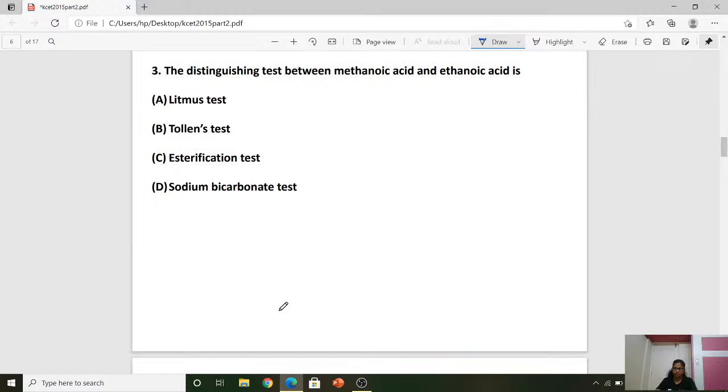The distinguishing tests between methanoic acid and ethanoic acid are Tollens' test, esterification test, and sodium bicarbonate test. Now which test can we use for methanoic acid? Methanoic acid and ethanoic acid both are acids, correct? If you write the formula of methanoic acid, HC double bond O, OH, and ethanoic acid, CH3C double bond O, OH. Now both are carboxylic acids, so both will answer the litmus test. I cannot use it. Tollens' test we will see later.